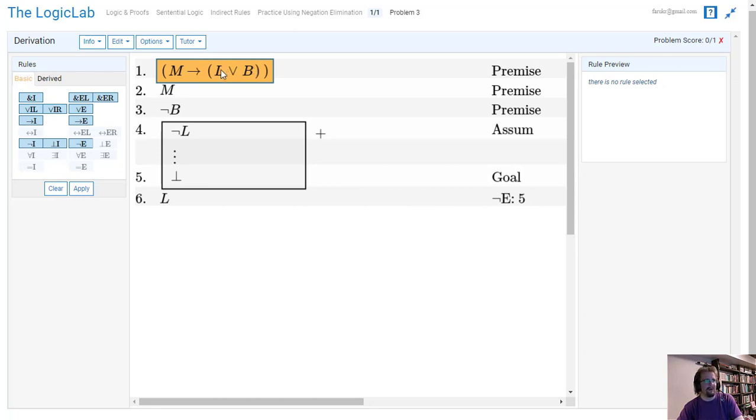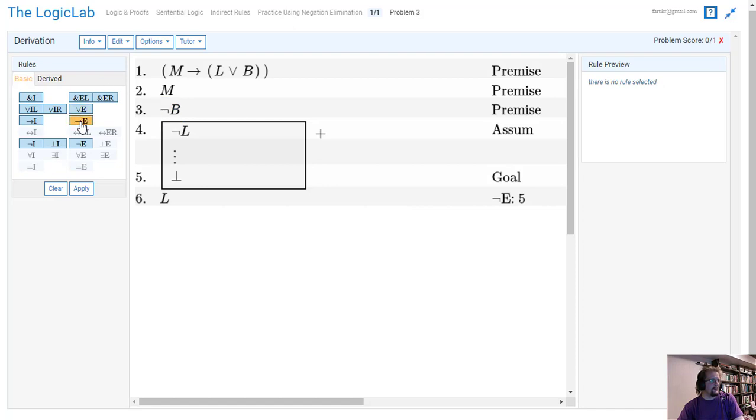And the only way for L or B to be true is for either L or B or both of them to be true. And then I find out in my premise number 3 that B is not the thing that's true. So what we're doing here is we're saying, let's take a look at what happens if L weren't true, and if we can find a problem there, then ta-da, L has to be the part that's true up top.